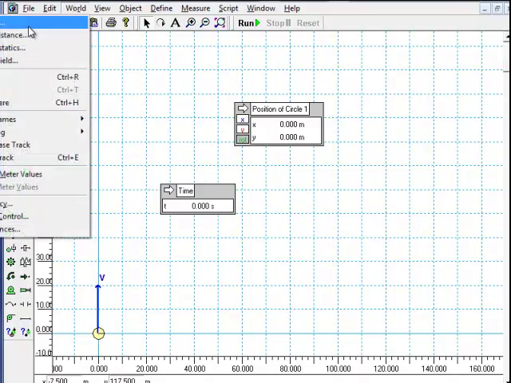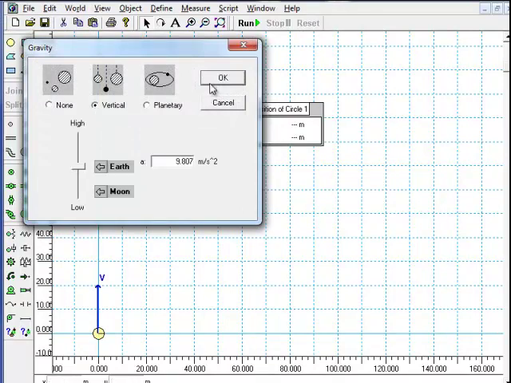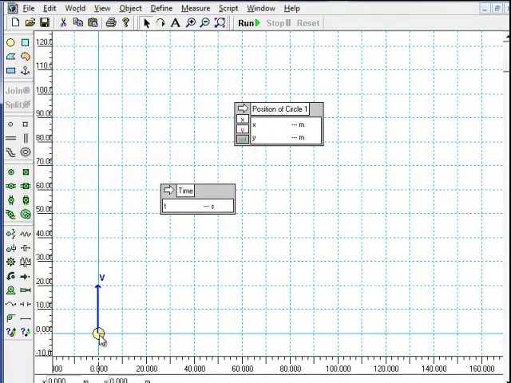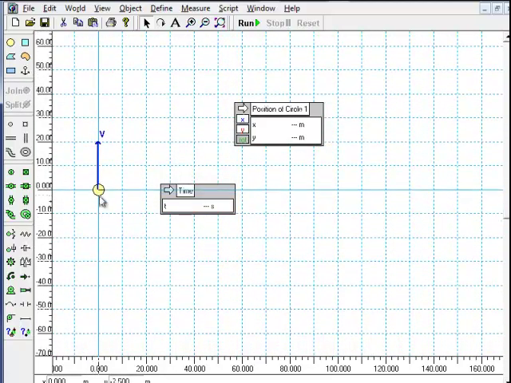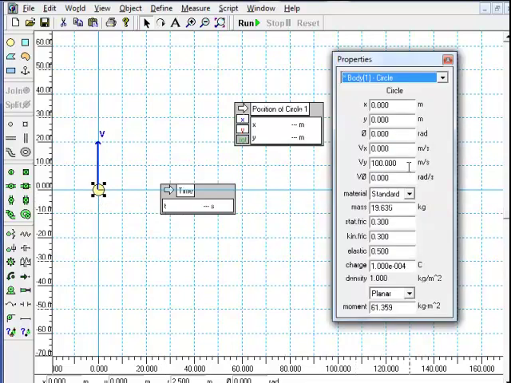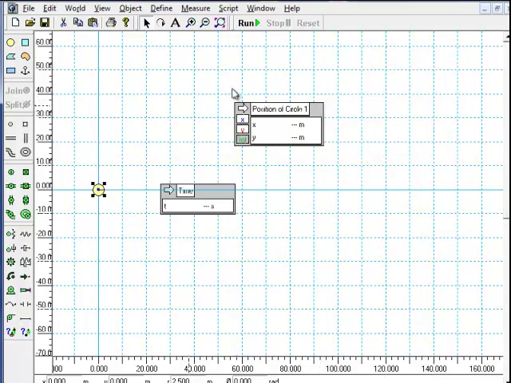Reset, turn gravity on. Now at the same time that it's going to go up 100 meters, it will also fall a certain distance due to gravity. In fact, if this object here has no speed at all, it's just going to fall under the influence of gravity.